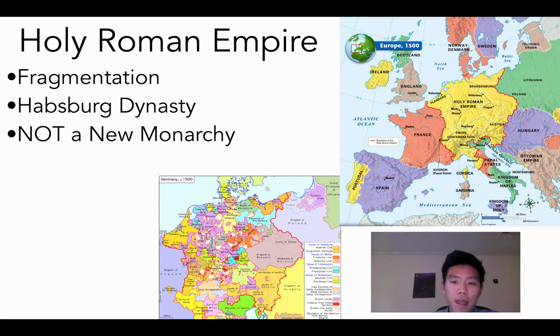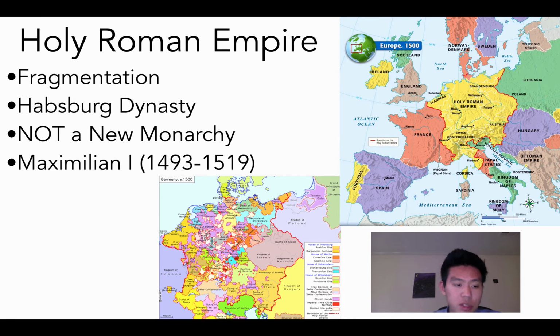Okay, and so one emperor is named Maximilian I. He's going to be gaining territory because of his marriage with Mary of Burgundy, which I'll show you in the next slide. And this is what we talk about in the Habsburg versus Valois wars, right? France versus Austria. Maximilian I is also the grandfather of Charles V.